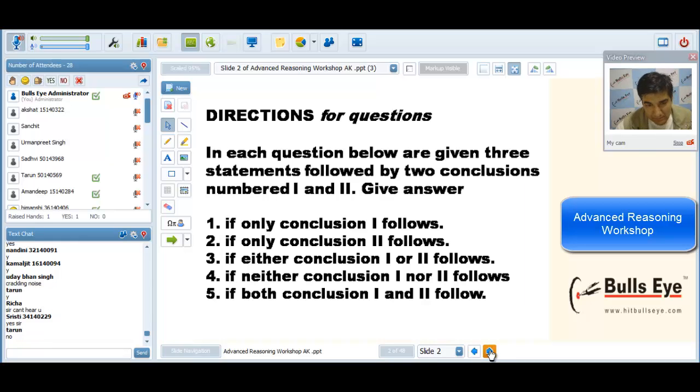These are the directions for some of the questions which will follow. You have to note down the choices. Mark 1 if only conclusion 1 follows. Mark 2 if only 2 follows. Choice 3 is either. Choice 4 is neither. And the fifth choice is both follow. Is it okay, people? Okay, let's see the questions now.